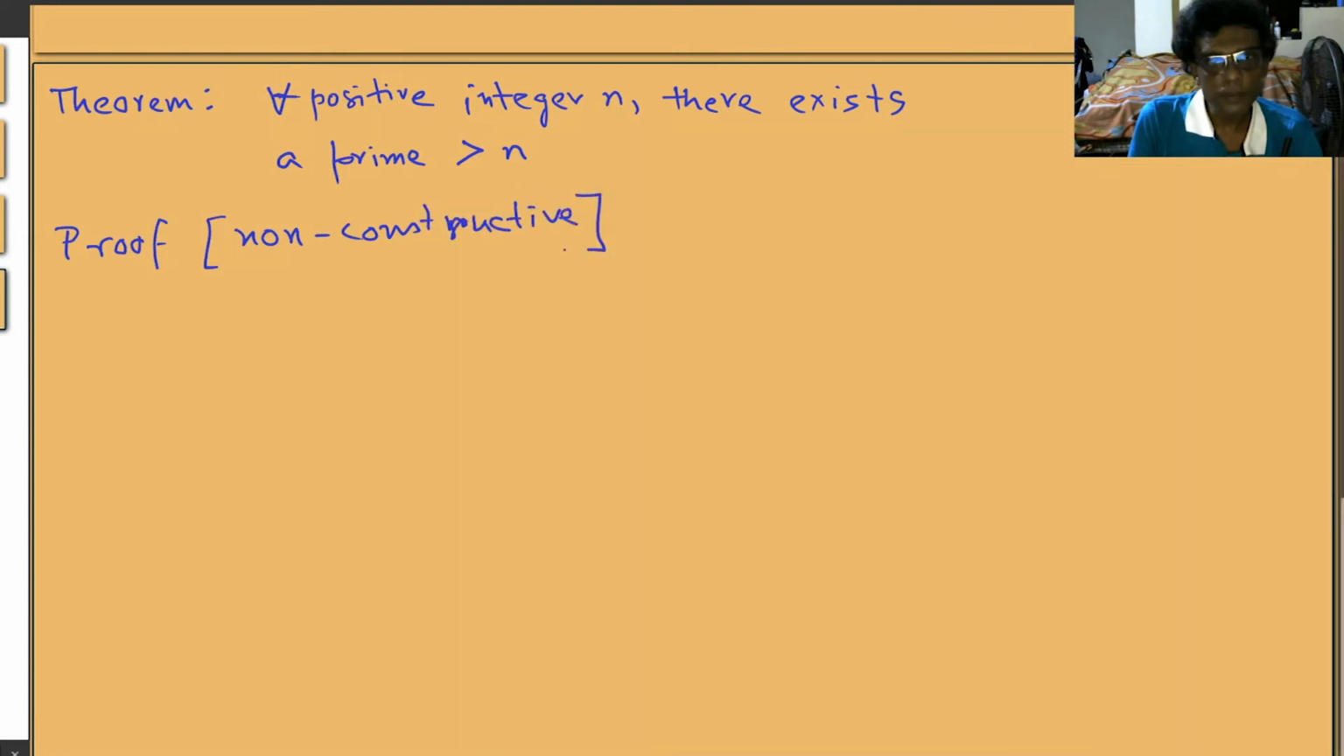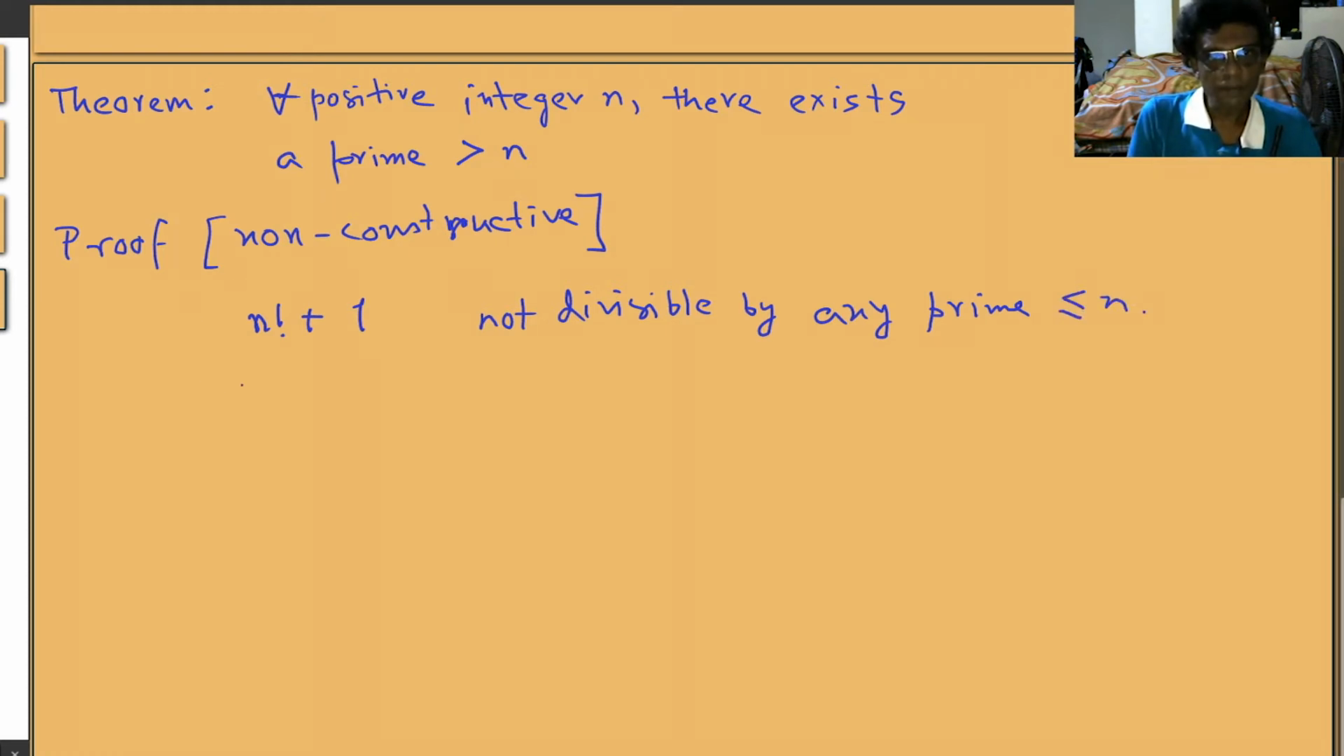How do I prove it? We consider this number, n factorial plus 1. This is not divisible by 2, 3, 5, up to all primes less than or equal to n, right? So it is not divisible by any prime, and for that matter any number less than or equal to n.